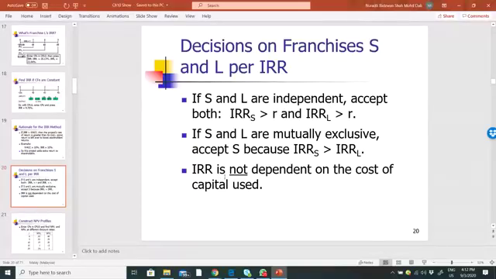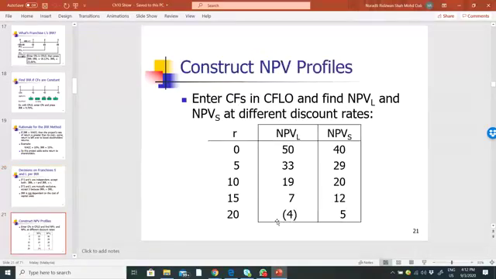Okay, IRR is not dependent on the cost of capital used. This is how you construct the NPV profiles. You put your cash flow at time 0 and find NPVL and NPVS at different discount rates. So this is the discount rate, which is different, so you need to discount every year, because the R is different.